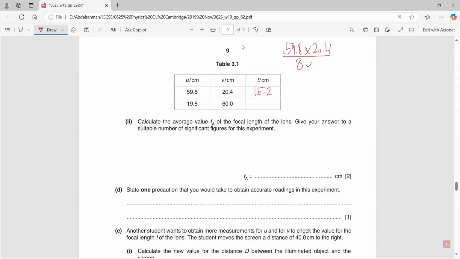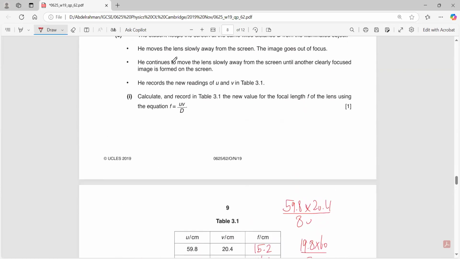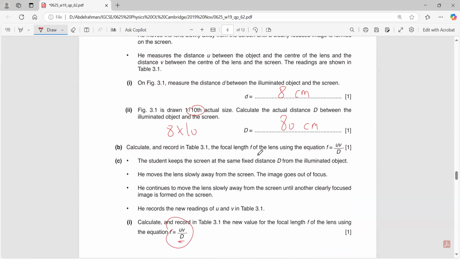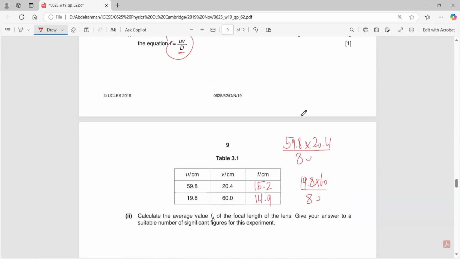And then for the second row, can I do the same? Yes, you can do the same. 19.8 times 60 divided by 80. Using your calculator, it would be 14.9. You didn't come up with any new equation. He gave you the equation UV over D, and he was very specific. He said capital D, not small d. So the capital D is actually 80. You need to divide by 80.